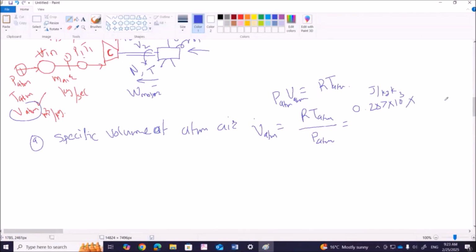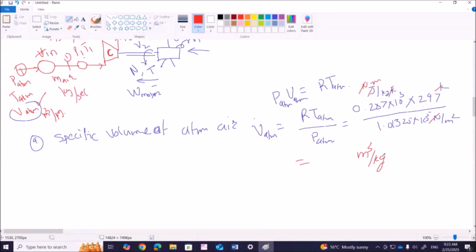Then temperature should be in Kelvin, 297 Kelvin, divided by pressure 1.01325 times 10 to the power 5 Newton per meter square. So this Kelvin and this Kelvin get cancelled. Joules means nothing but Newton meter, so this Newton and this Newton get cancelled. This meter square is in the denominator, so it will go up. It will become meter cube per kg.